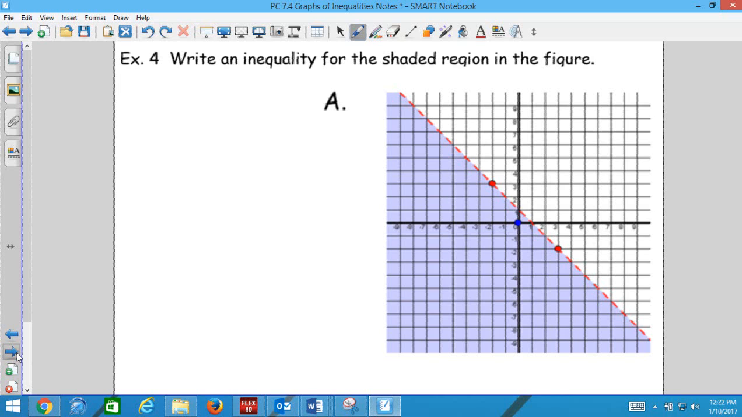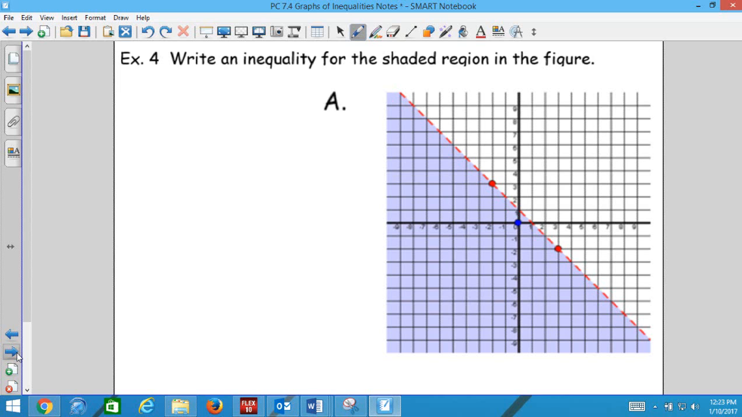All right. Write an inequality for the shaded region in the figure. I'm going to do this a long way. There are shorter ways to do it than what I'm about to do. And if you know the shorter way, fine. I'm doing it the long way just in case you come across one that you can't figure out a shorter way of doing. Okay? I'm going to go back to what we've already reviewed in chapter 1.